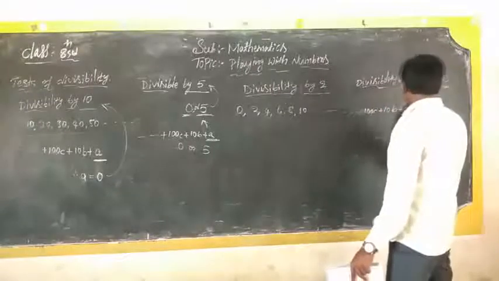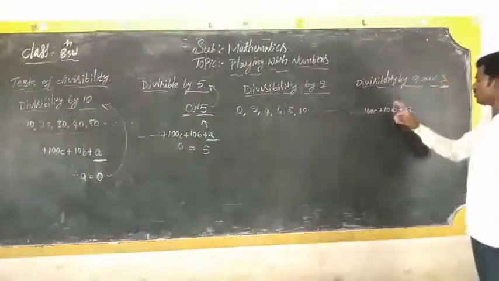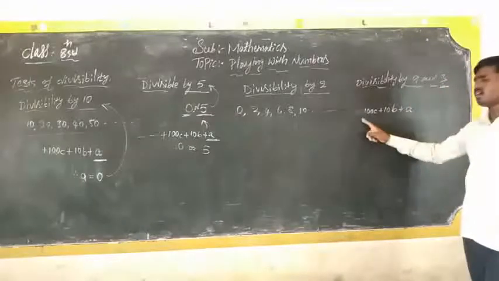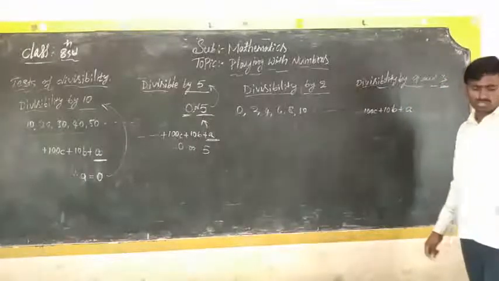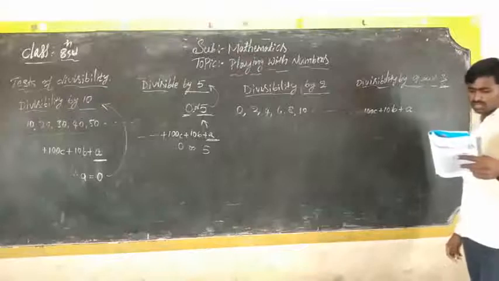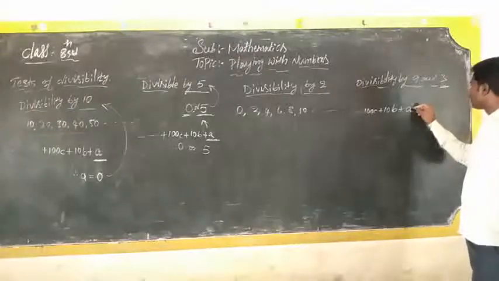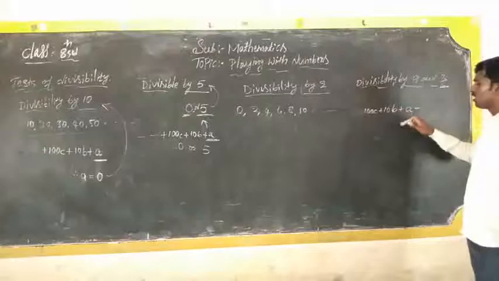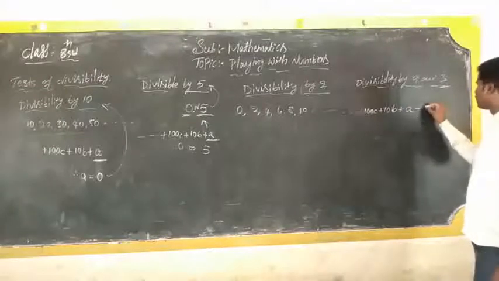Plus 10b plus a. So place value: 1s, 10s, 100s. Understood that?